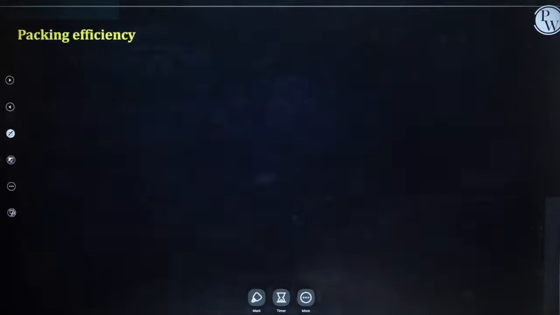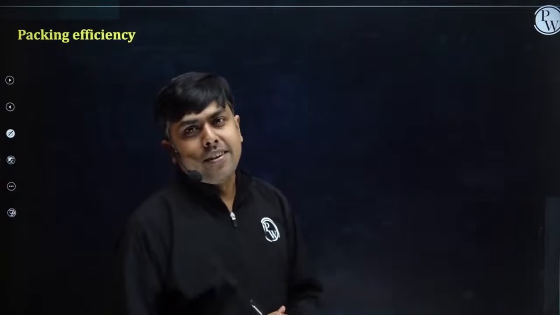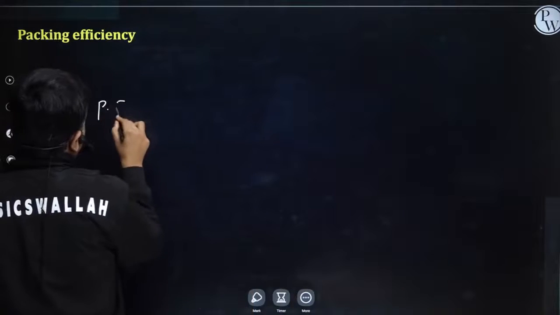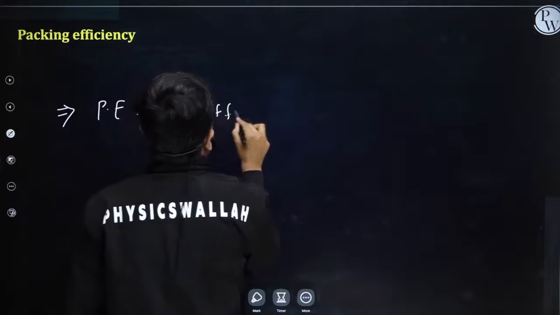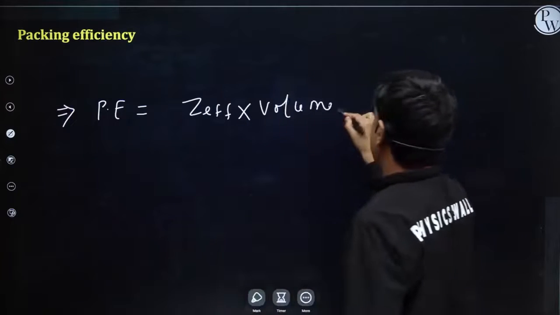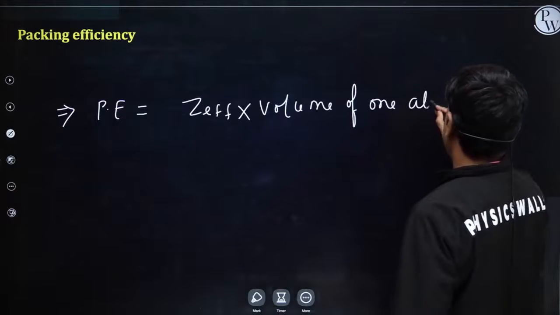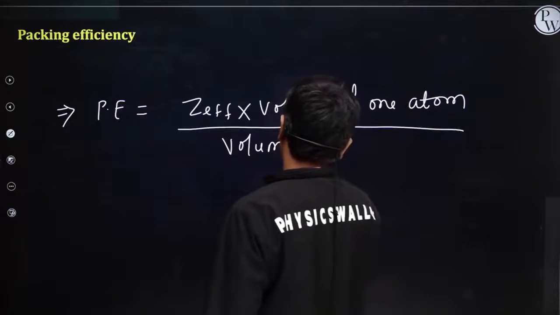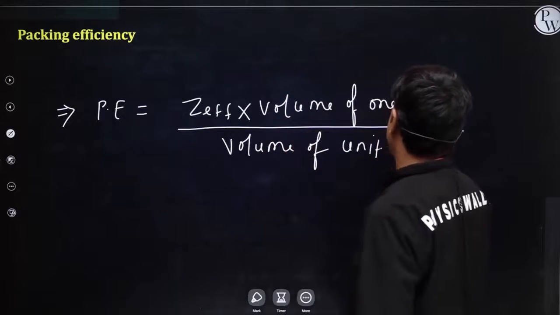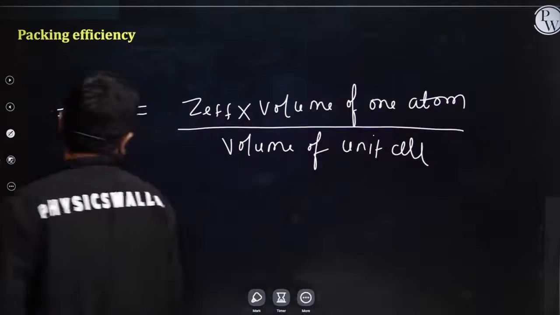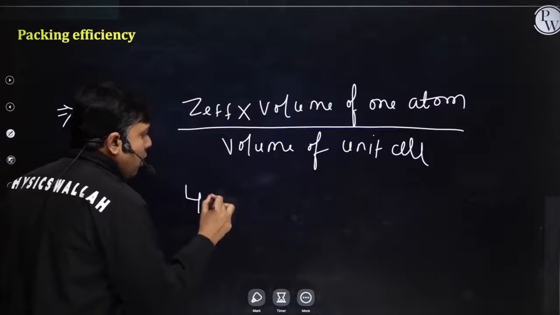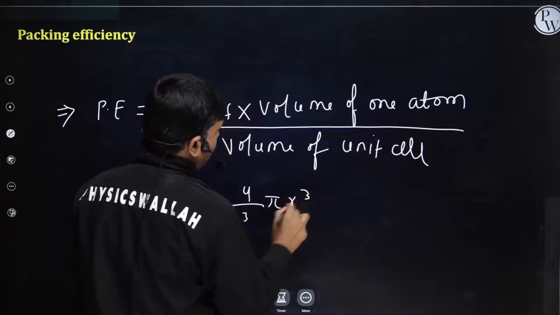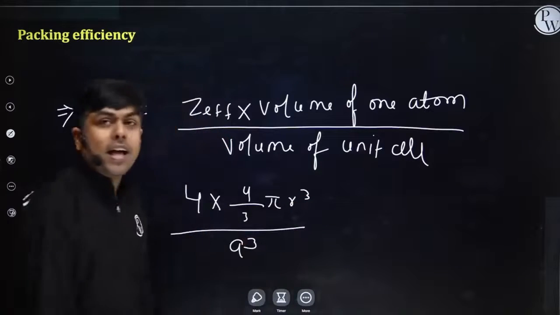Let's move ahead. If I have to calculate packing efficiency, how do we calculate it? Packing efficiency is nothing but PE is equal to Z effective into volume of one atom, divided by volume of unit cell. What is Z effective here, students? Z effective is 4, volume of one atom is 4 by 3 pi r cube, upon volume of unit cell, which is a cube. Am I clear?